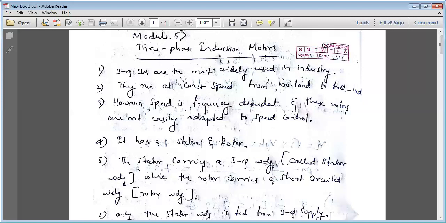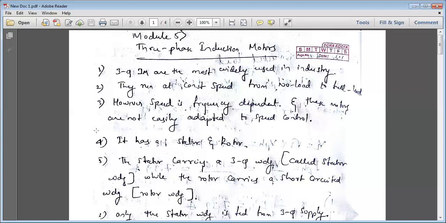But the speed is frequency dependent. So there is a relation between the speed and the frequency, that is N = 120 f / P. So N is directly proportional to the frequency. As the frequency varies, the speed also varies. That's why these motors are not easily adapted to speed control.